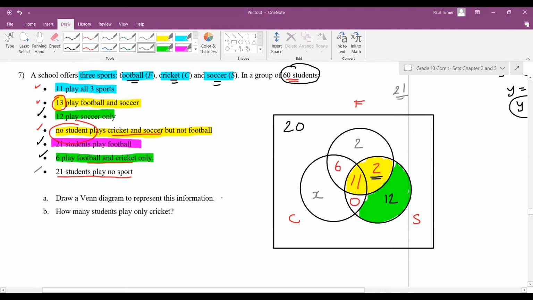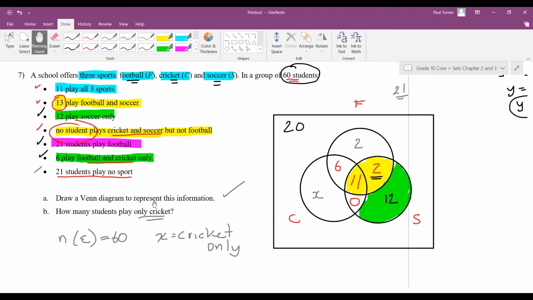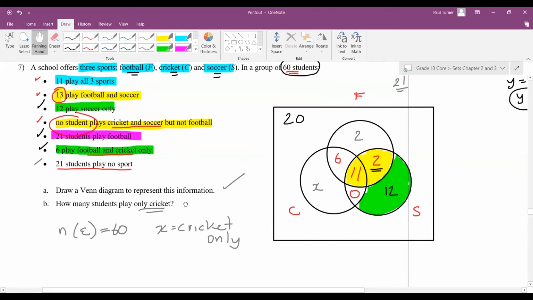Okay, so the Venn diagram is done. Can you calculate X for me then, using 60 as your universe? So you copy that down if you haven't already done it, and then calculate what is X then. Can you tell me in a minute? That would be cricket only. X equals cricket only. So can you calculate that? Let me know in a minute. I'll wait a couple of minutes for that one.